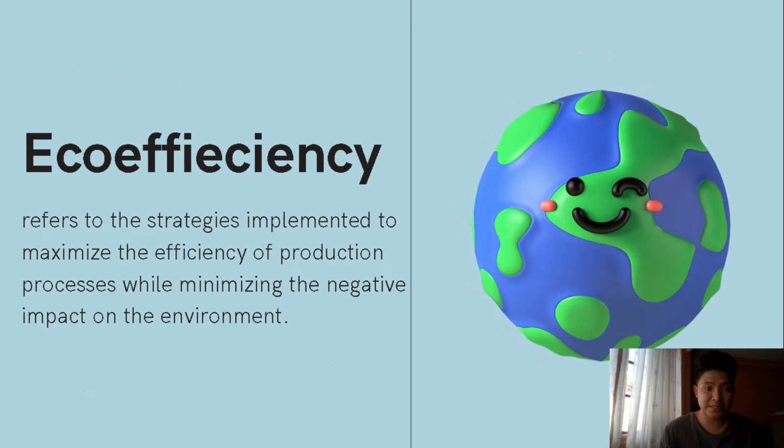So, eco-efficiency. It refers to the strategies implemented to maximize the efficiency of production processes while minimizing the negative impact on the environment. So, eco-efficiency is a strategy that we must implement so that we can maximize the efficiency of our product and then minimize the negative impact to the environment.